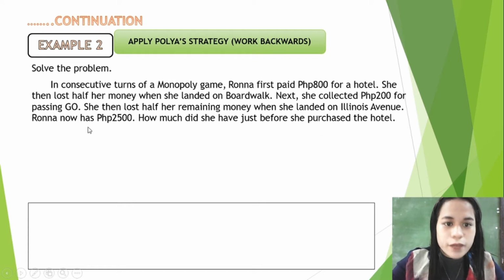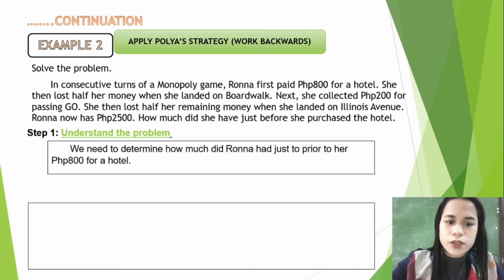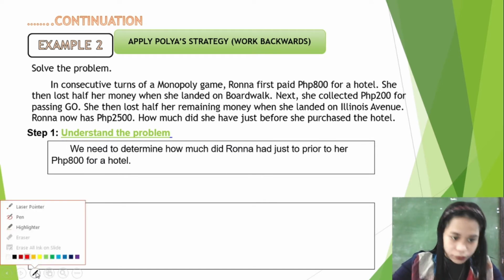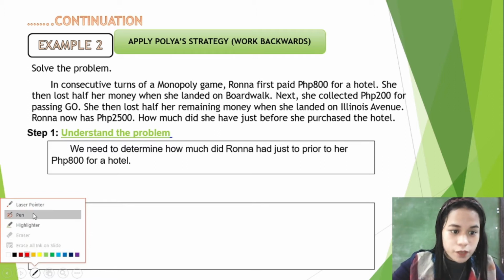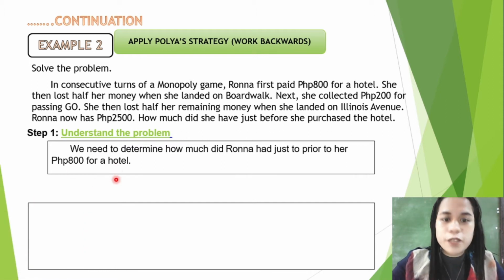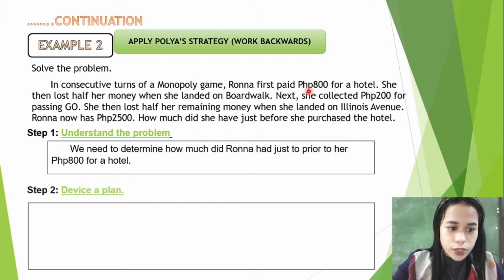In applying Polya's strategy, the first step is we need to understand the problem. We need to determine how much money Rona had just prior to paying 800 pesos for a hotel. So, ilan ba yung money ni Rona originally bago pa siya nagbayad ng 800 pesos para doon sa hotel? In the second step, we need to devise a plan.